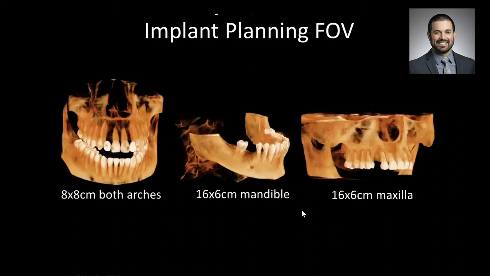So here are some example fields of view for implant planning. This is an 8x8 centimeter scan of both arches. Many times for most patients with 8x8, you can get back to the second molars. This is a little bit younger, smaller patient, so we're going back a little bit farther. It's a very useful two arch field of view, and notice the teeth are separated so we get nice clean occlusal contours. In a different unit, these scans here come from an ICAT unit in our university clinics.